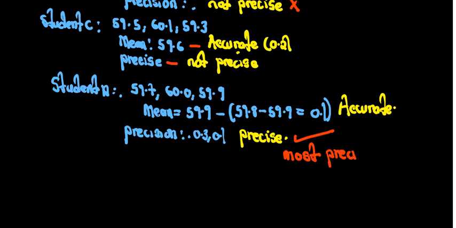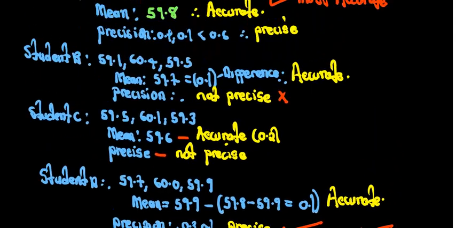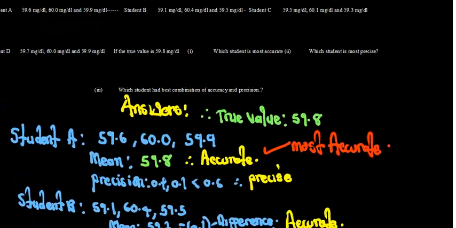Good. Finish up the work here. So the last student, student D, was most precise. The one that was most accurate was the first student. How about the last question? What were they asking for? The last question was asking which student had the best combination of accuracy and precision.